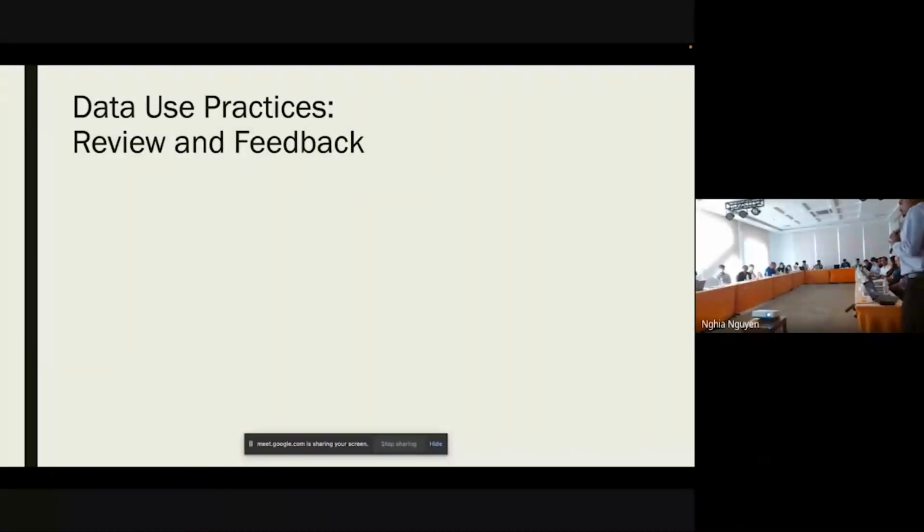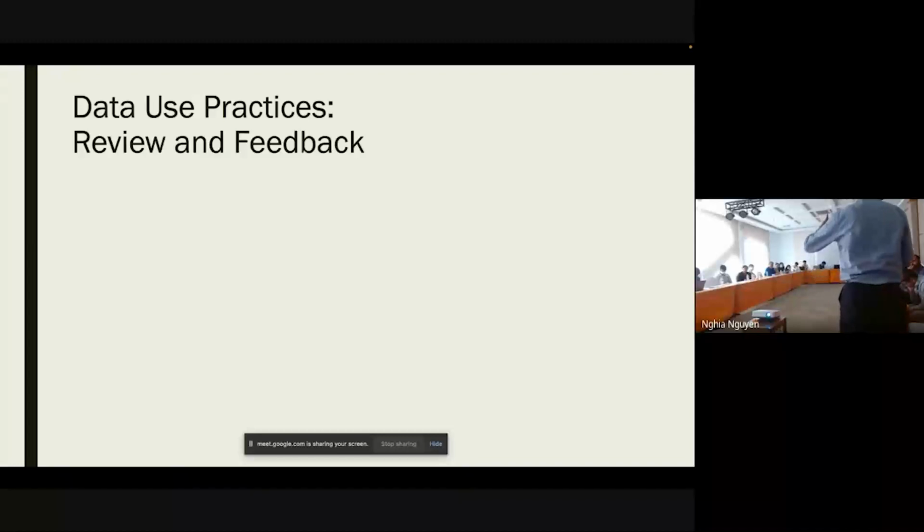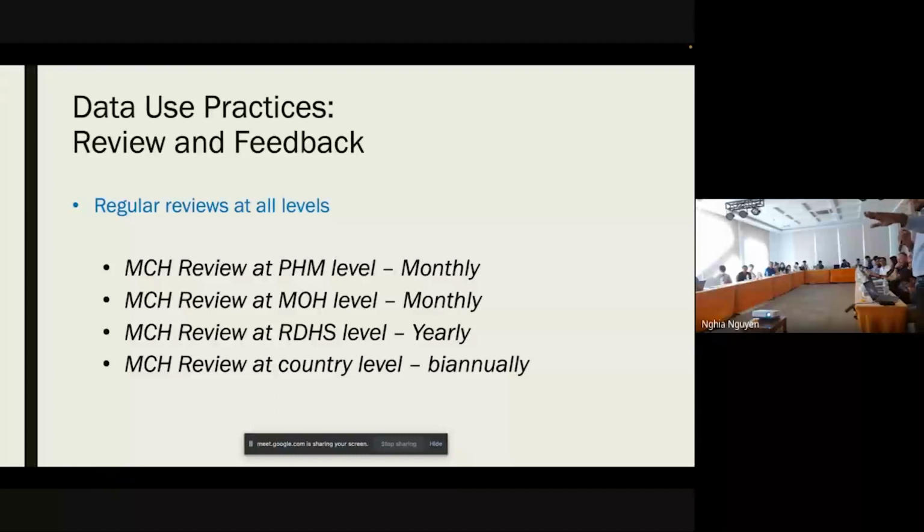Right, and then we still have these data use or data review meetings. These meetings are super important, because this is where people discuss the data that they collect. And this is where the data actually becomes information, right? So these should not happen only at national level. These should happen at all levels. When it comes to MCH, maternal and child health, we have it at the PHM, which stands for Public Health Midwife, which is the field level. And then we have other subnational levels all the way up to the country level.